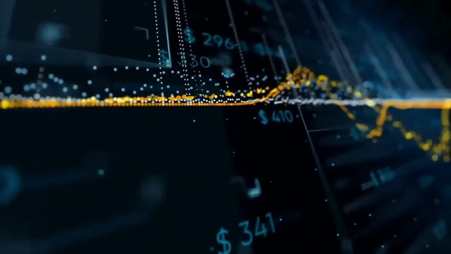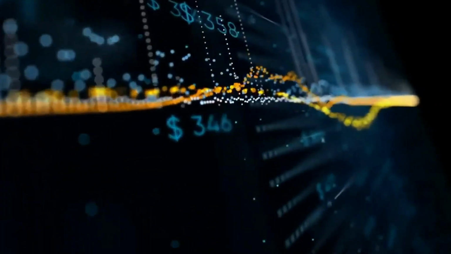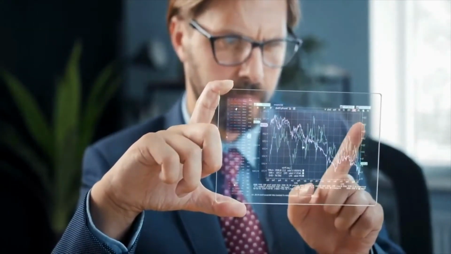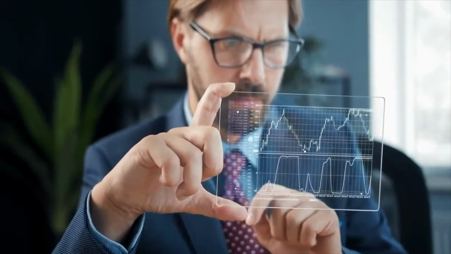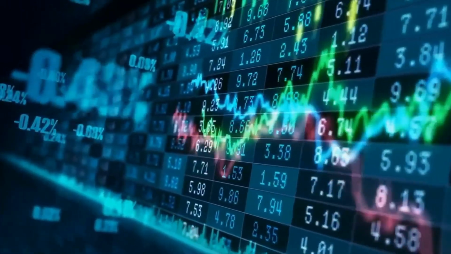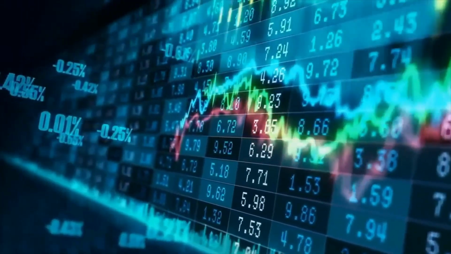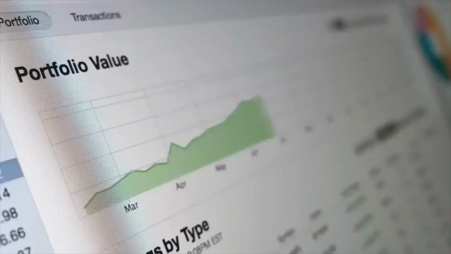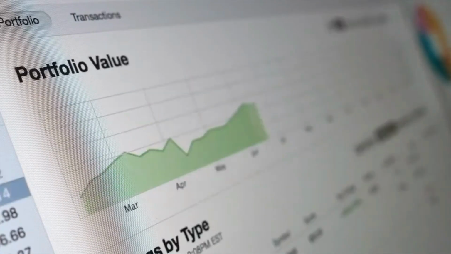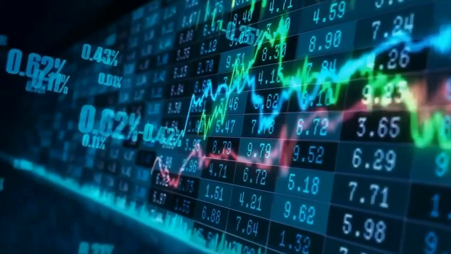The S&P 500 index is calculated using a complex formula that takes into account the total market capitalization of all the companies included in the index. The formula is designed to adjust for changes in the market, such as stock splits or mergers, to ensure that the index remains accurate and up to date. Investors can use the S&P 500 index to assess their investment portfolio's performance against the overall market.